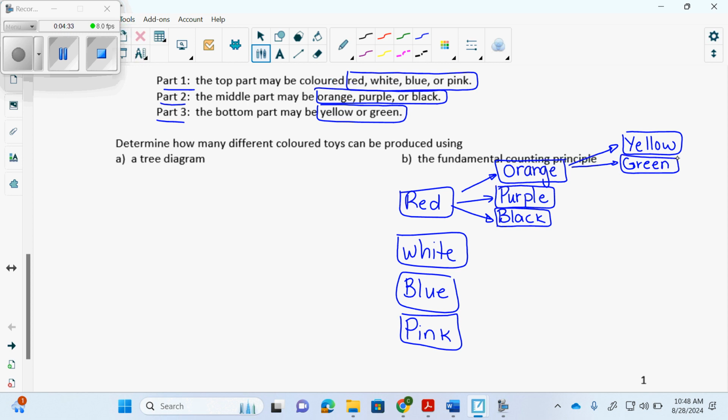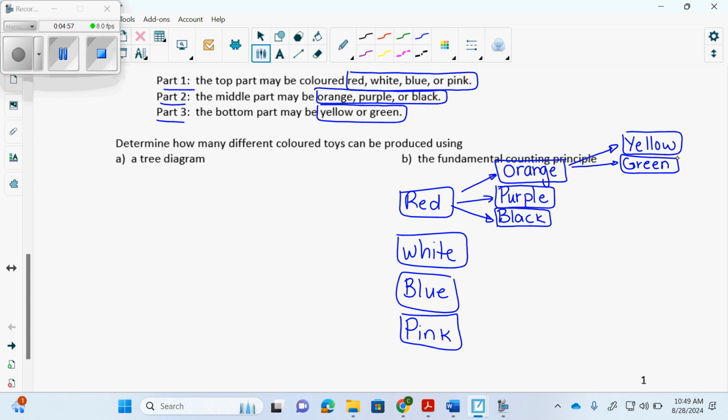And we would technically have one of our options. It would be red, orange, yellow, green, correct? I can move that yellow, green down and I have red, purple, yellow, green. I can move the yellow, green down and I have red, black, yellow, green, correct? Then I could take this orange, purple, black and move it down to the white here. And I could go white, orange, yellow, green, white, purple, yellow, green, white, black, yellow, green. Does that make sense? How you can make that tree diagram go?